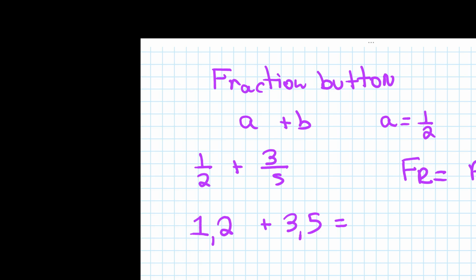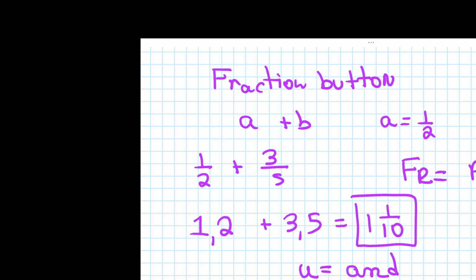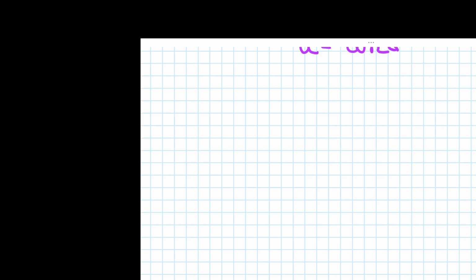Good. What did y'all get? 1 and 1 over 10. How many people got 1 and 1 over 10? Good. Now the U on a fraction button means and. Okay, that shows a mixed number. So let's show you how to type in a mixed number.